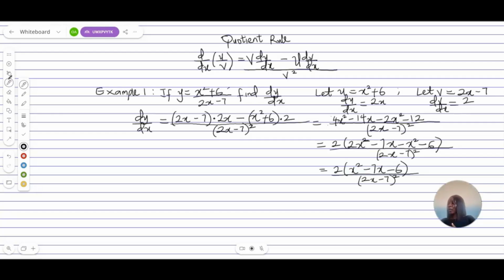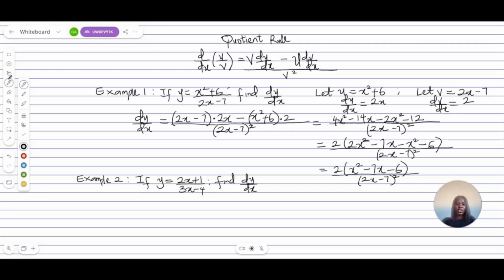Now let's take one more example just to drive home our point. So if I have another example here, let's call this example 2. So if we have that y is equal to 2x plus 1 over 3x minus 4, then we're asked to find dy dx.